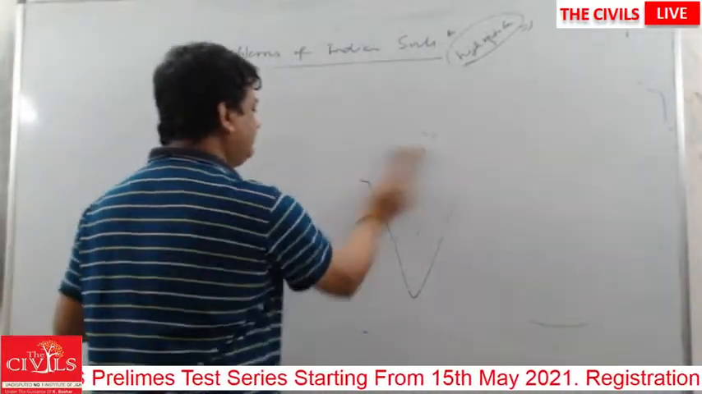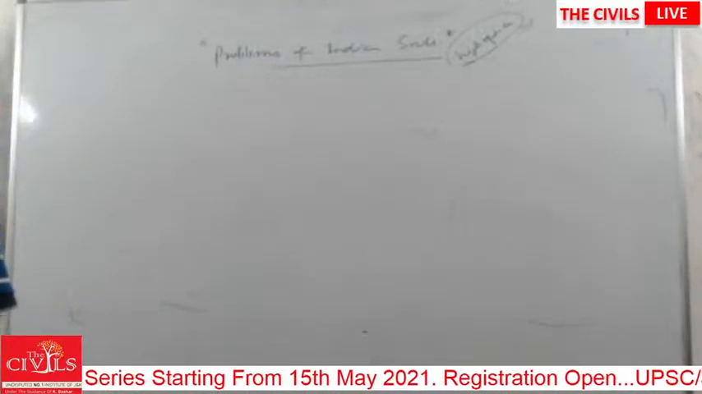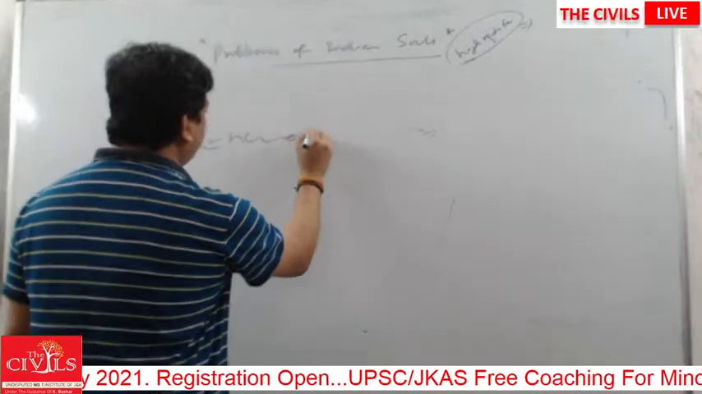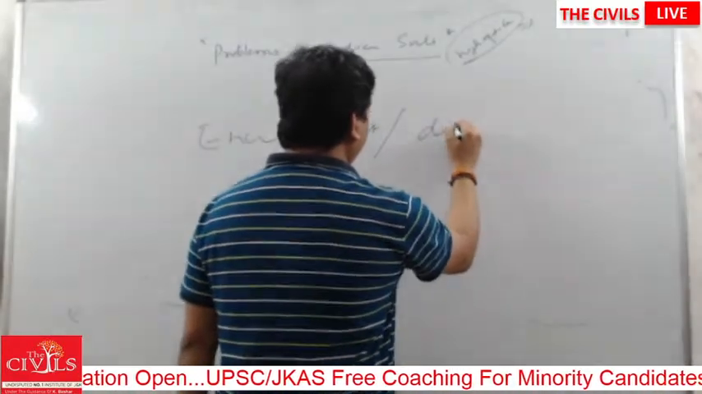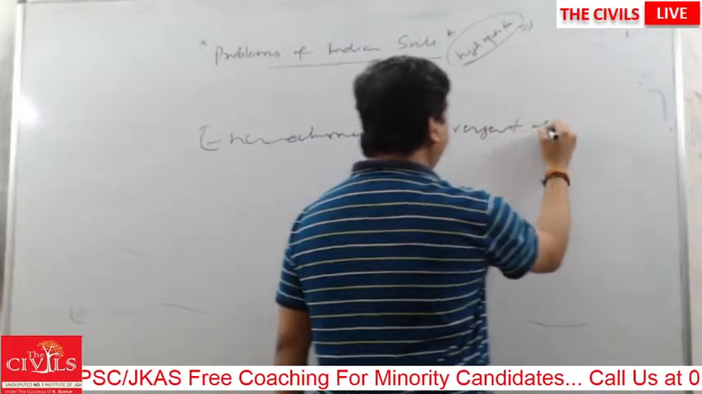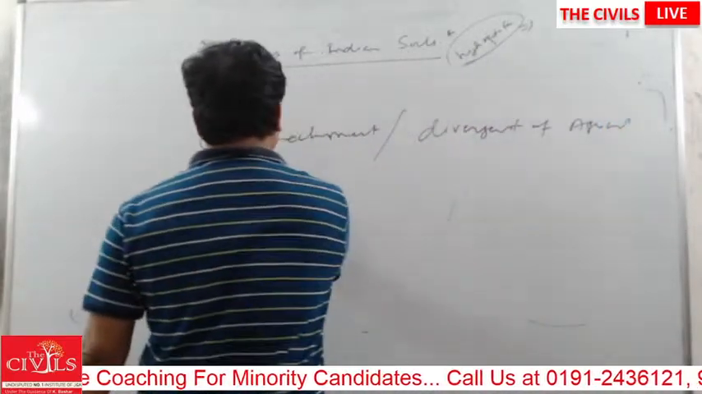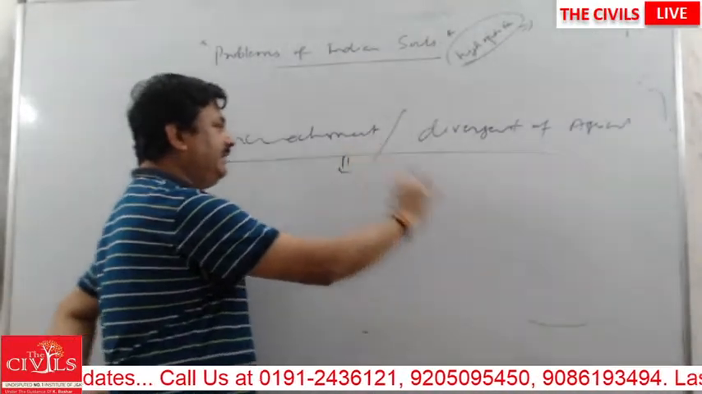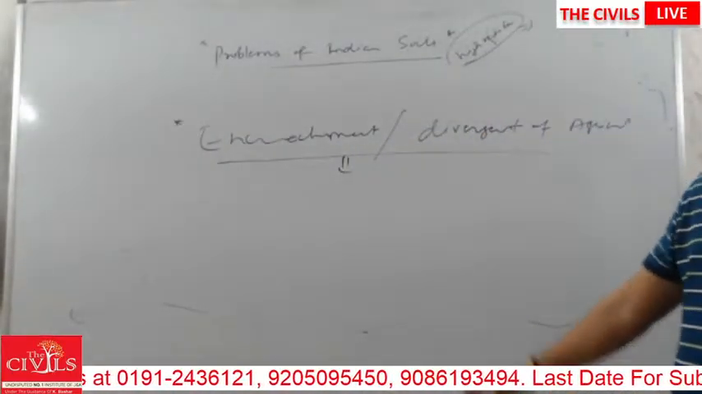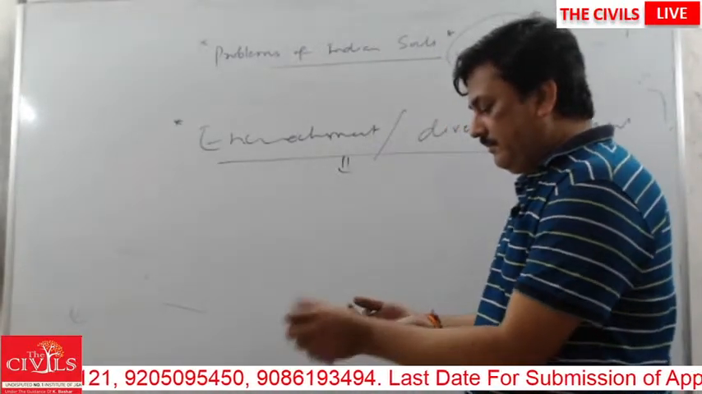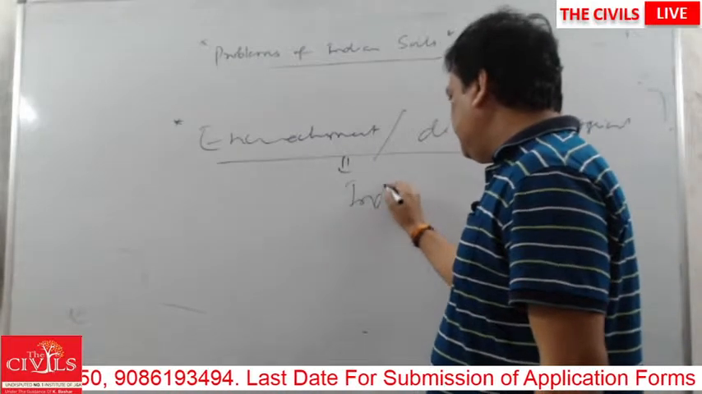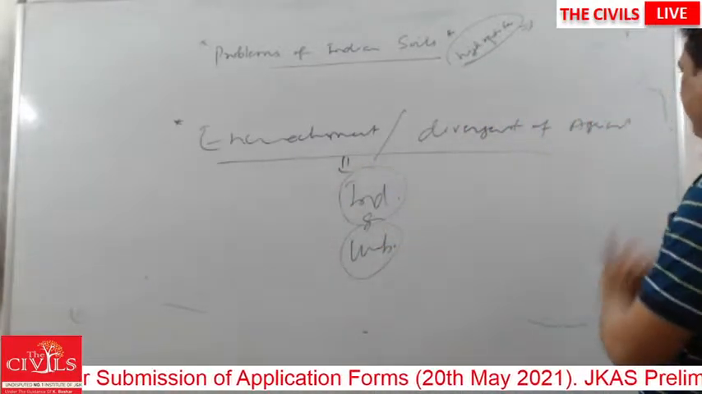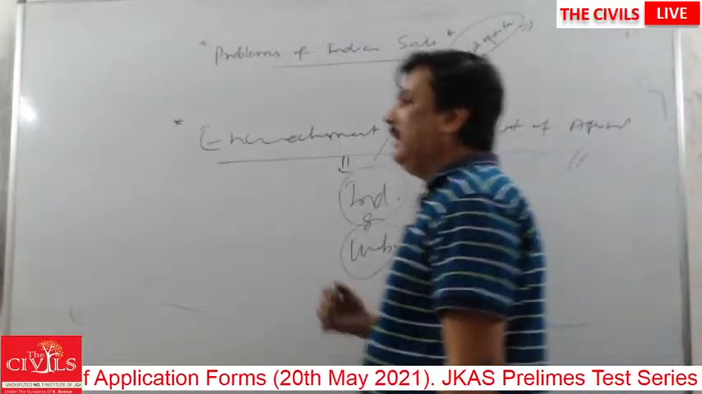Now, the next is encroachment or diversion of agricultural land. This is also one of the major problems of Indian soil. We all know the main reason behind this encroachment or diversion of agricultural land is industrialization and urbanization. Agricultural land is being converted into industrial land and urban land.